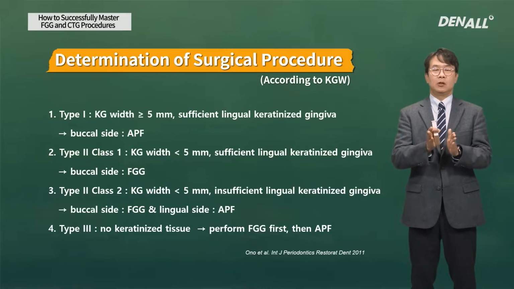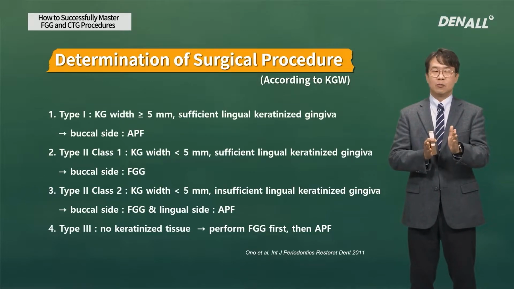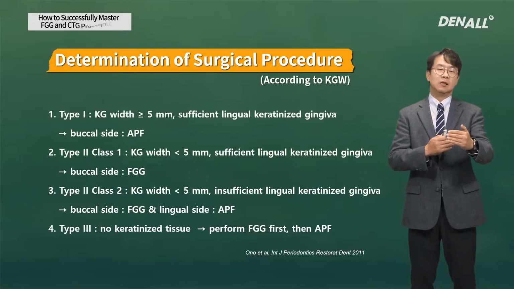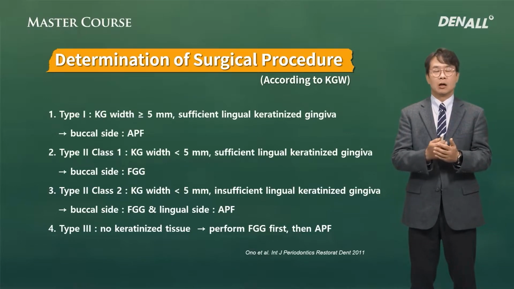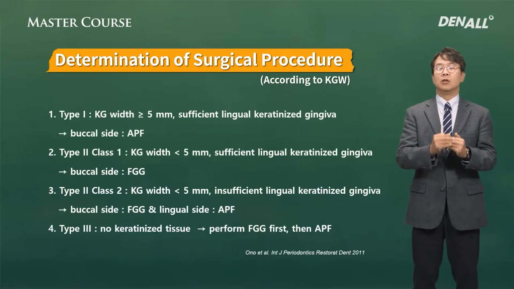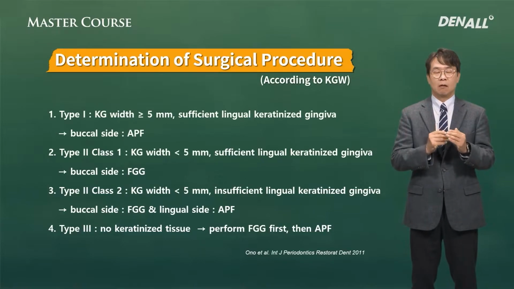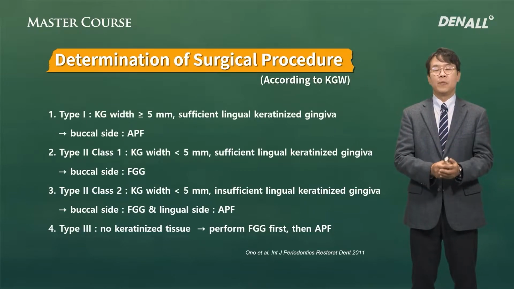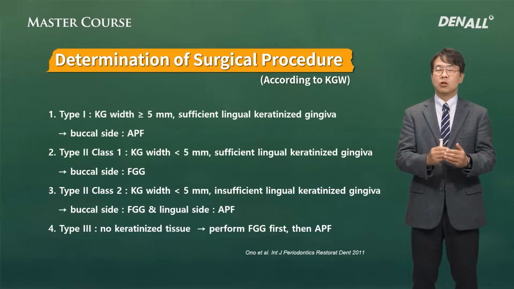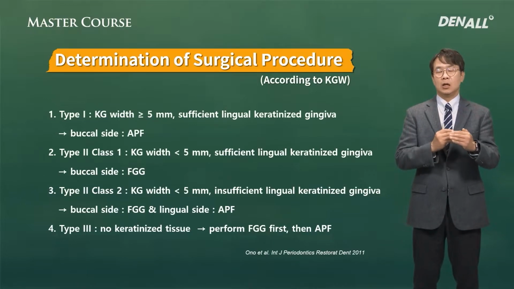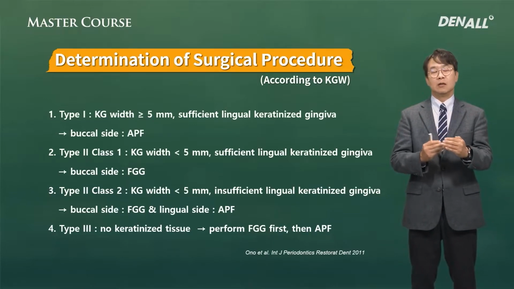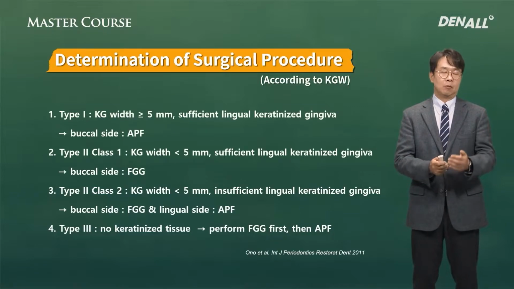APF or free gingiva graft in increasing the keratinized tissue, which one is better? The one you are skilled at is a better one. So if we have criteria like this, it would be easier to make the decision. The criterion is 5 millimeters of width of keratinized tissue, and I will explain why it is 5 millimeters later.